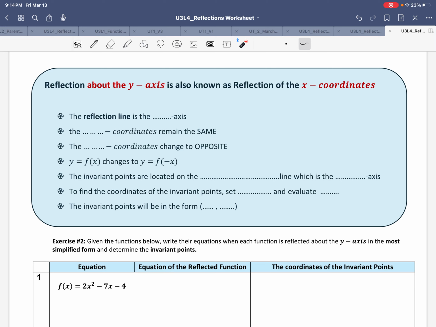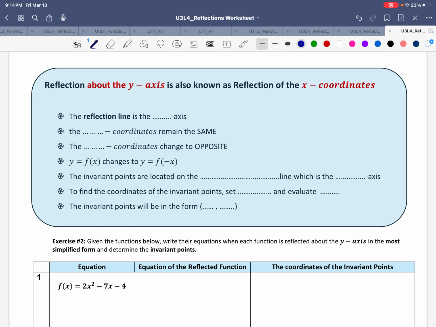Let's work together on algebraic solutions of some reflections over the y-axis. Remember that a reflection about the y-axis is also known as a reflection of the x-coordinates. And the reason why is because when the y-axis becomes the reflection line, the original point will go to the other side of it, switching the x-coordinate to opposite and keeping the same y-coordinate. So that's why it's a reflection of x.